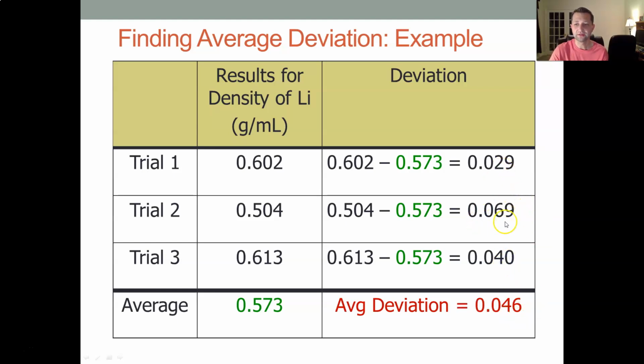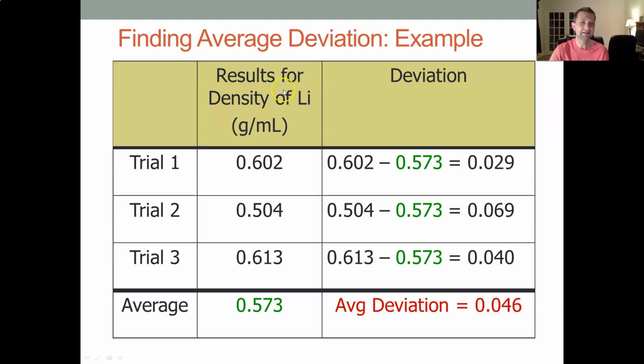2 sig figs. Answer goes to 2 sig figs. So the average deviation here is not bad, right? It's 0.046. I mean, the ideal average deviation would be 0, right? That means every trial gave you the same exact answer.